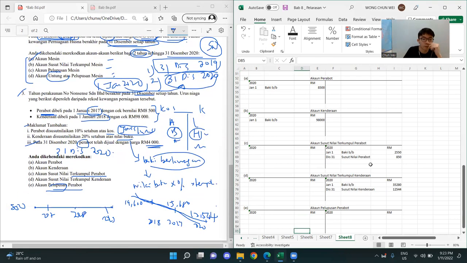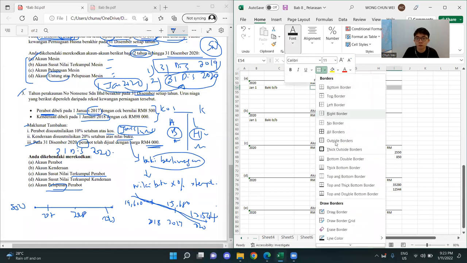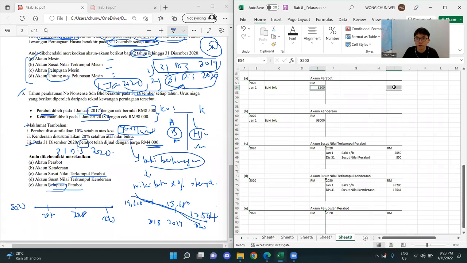Okay, so come back to here. First thing first, you hantar your perabot lah. So here, 8,500 sent to pelupusan perabot on December 31st 2020. So here I credit my perabot, pelupusan perabot must be debit from perabot 8,500. So after that will be your SNT perabot.